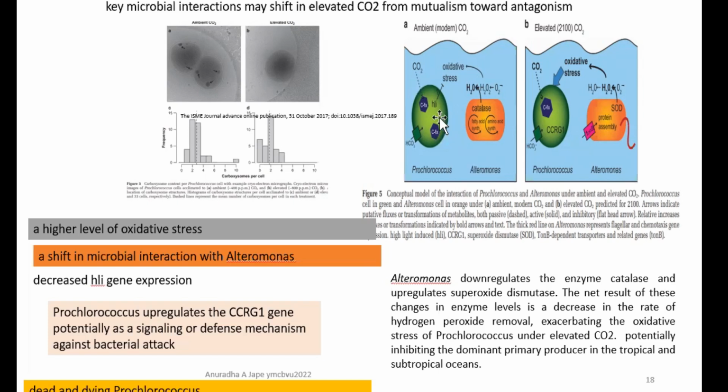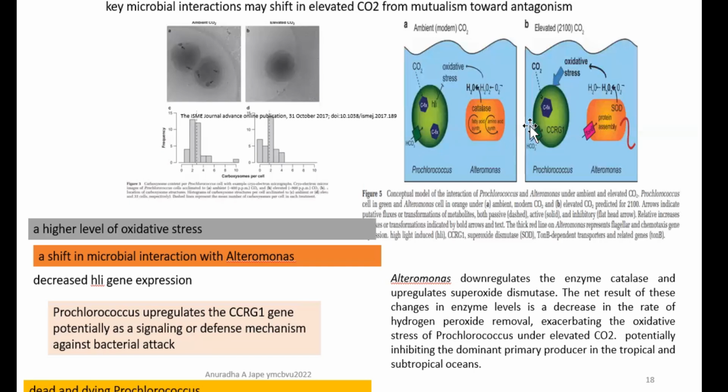But in this case, HIL genes are playing a role to reduce the oxidative stress in case of Prochlorococcus. And in case of Alteromonas, the mechanism is different. It is producing the catalase enzyme, and that catalase is going to take care of all the oxidative species which get generated and attack. The point is, the mechanism of cleaning out oxidative stress is different in these two. But what happens when the CO2 levels get elevated in the environment?